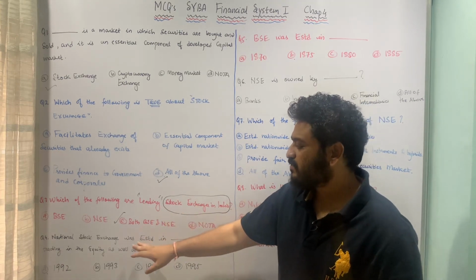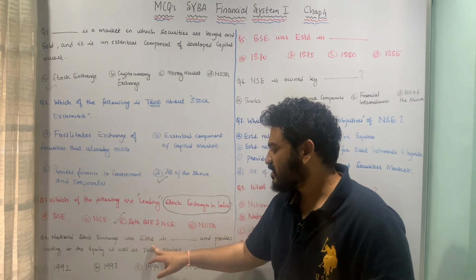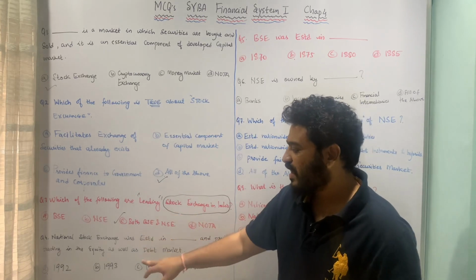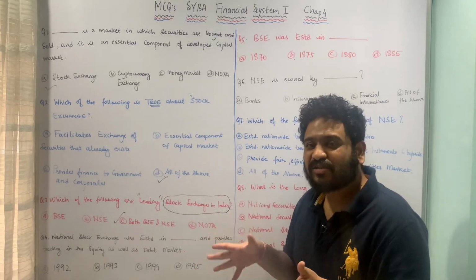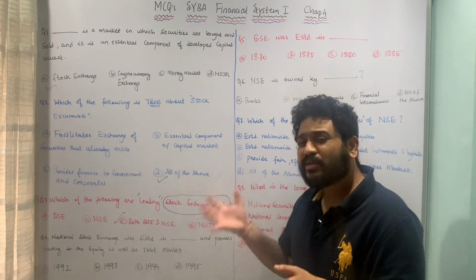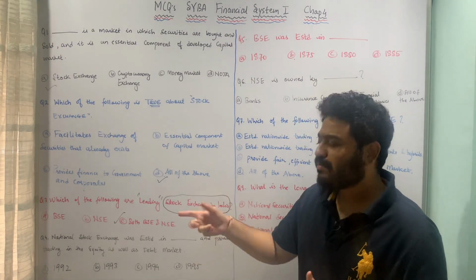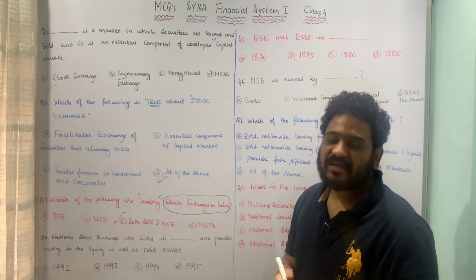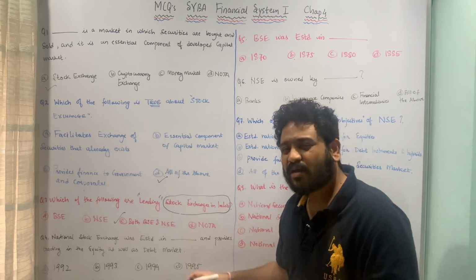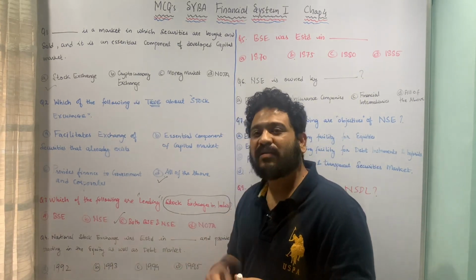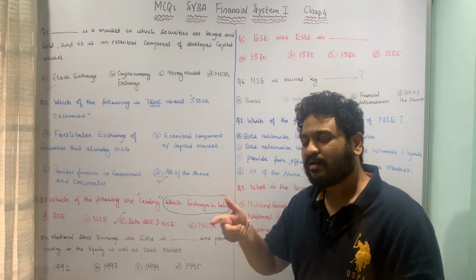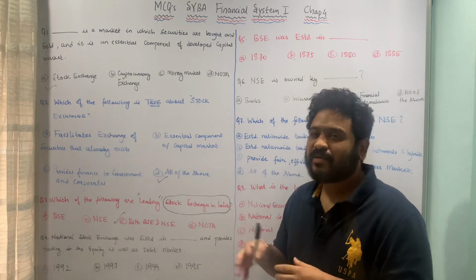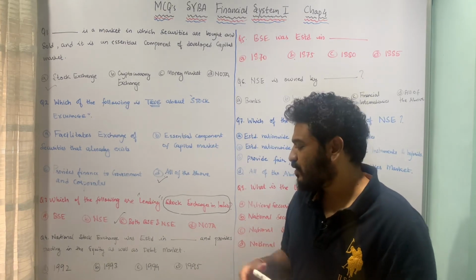The question is framed in this fashion: National Stock Exchange was established in dash, which year, and provides trading in equity as well as the debt market. Was it established in 1992, 1993, 1994 or 1995? The options are going to be really close, because they want to make the question difficult. In such cases they give you options which are pretty close. Otherwise the options are really sparse, so you don't have to worry about it.